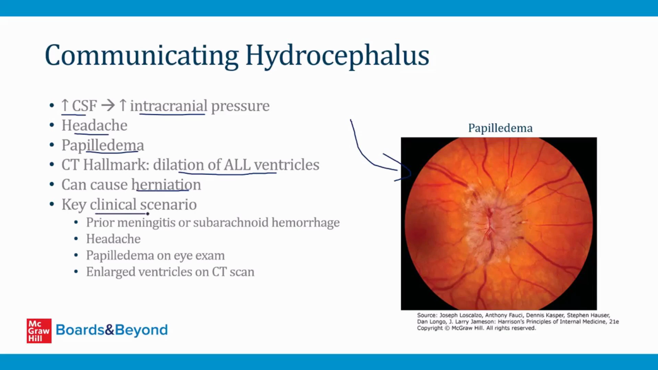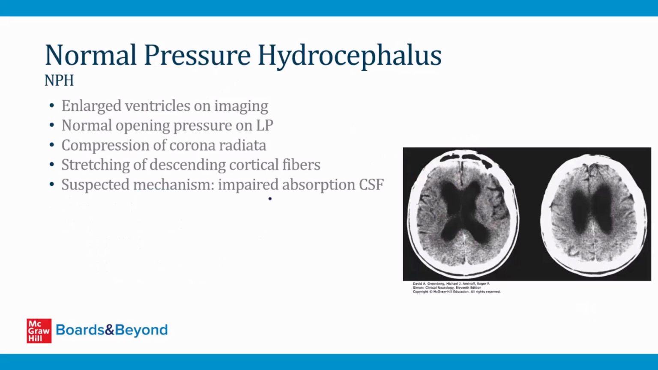So the key clinical scenario to know about for communicating hydrocephalus is a patient who had prior meningitis or subarachnoid hemorrhage, who now presents with headache, papilledema on eye exam, and the ventricles are enlarged on CT scan. This collection of findings should make you think of communicating hydrocephalus from poor CSF absorption. Another cause of communicating hydrocephalus is normal pressure hydrocephalus, or NPH. And it's called normal pressure hydrocephalus because you have enlarged ventricles on imaging, just like you expect in hydrocephalus, but the opening pressure on a lumbar puncture is normal.